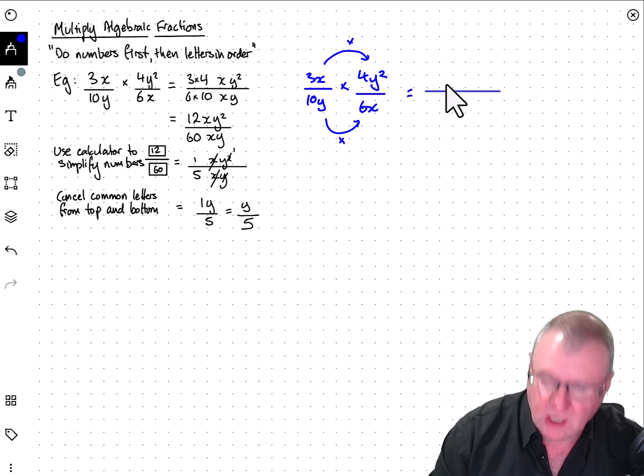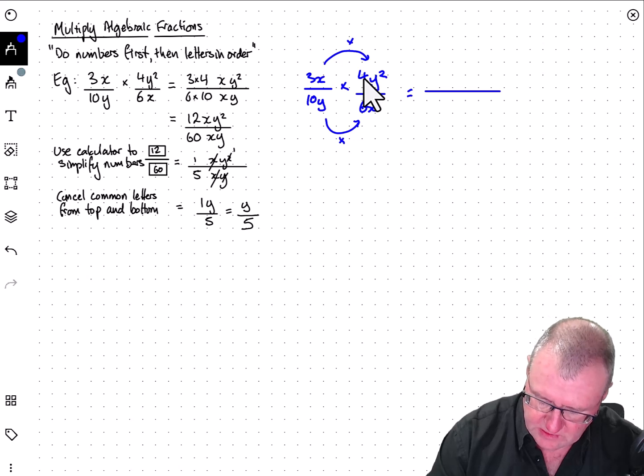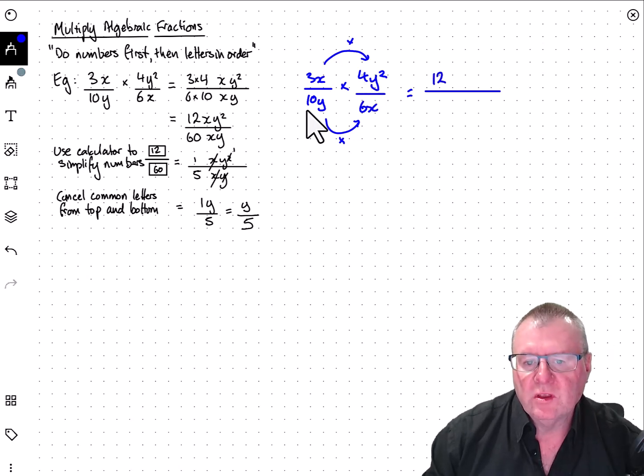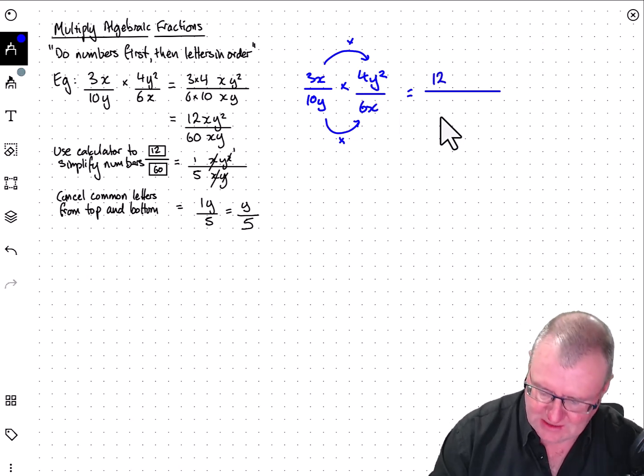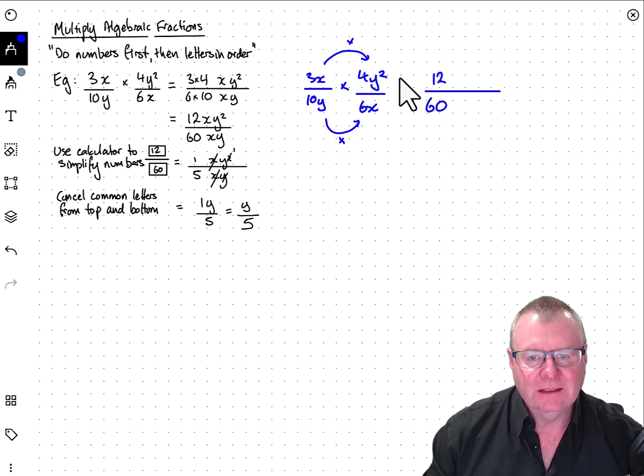So let's create a fraction. Do the numbers first. 3 times 4 gives me 12 on the top. The numbers on the bottom are 10 and 6, so I multiply them to 60. Now I'm going to put the letters back in alphabetical order.